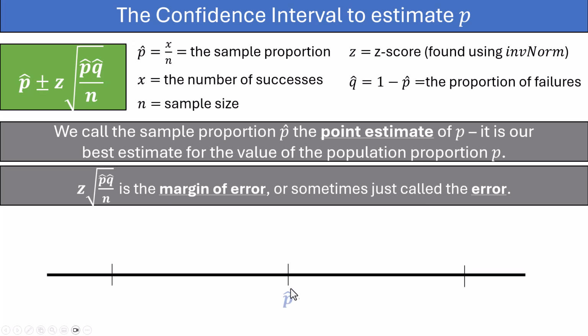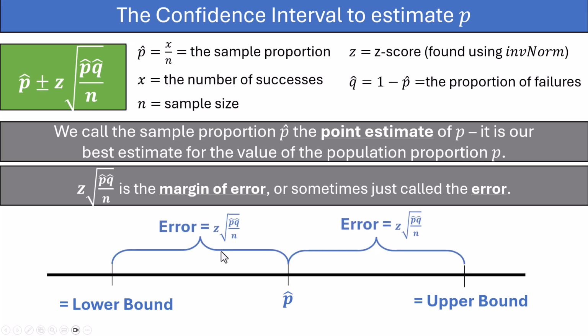The best way to visualize all this is to look at a number line. Our point estimate, or p hat in this case, will go at the center of our confidence interval. We'll have the lower bound somewhere a little bit less than our p hat, and the upper bound a little bit above p hat. The distance between each of those is what we call our error, which is made up of z times the square root of p hat q hat over n.